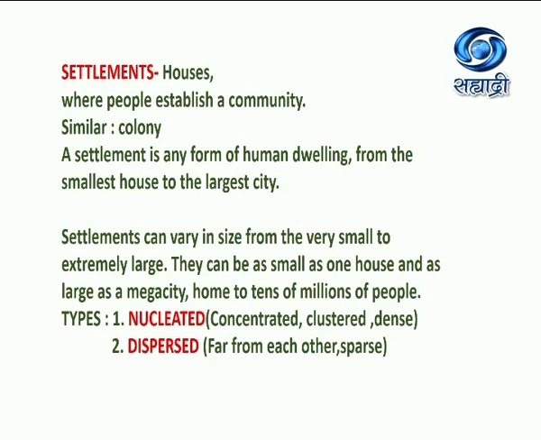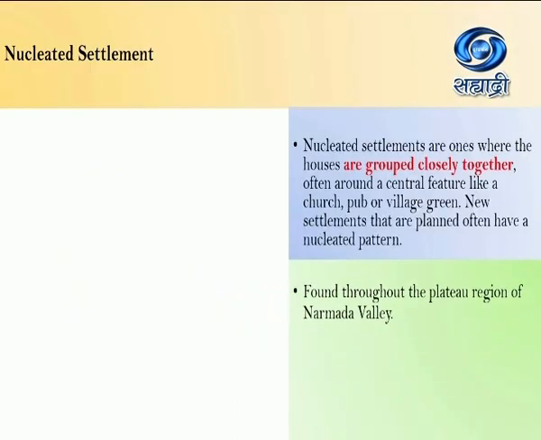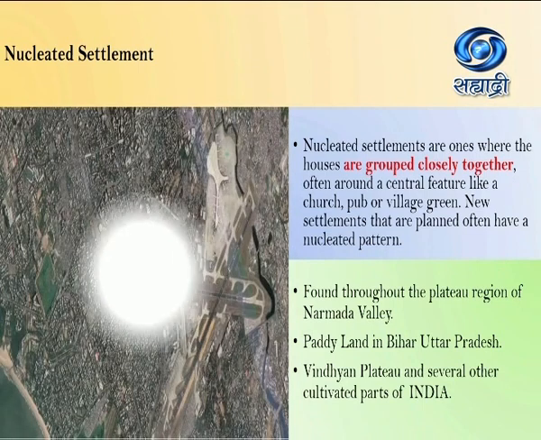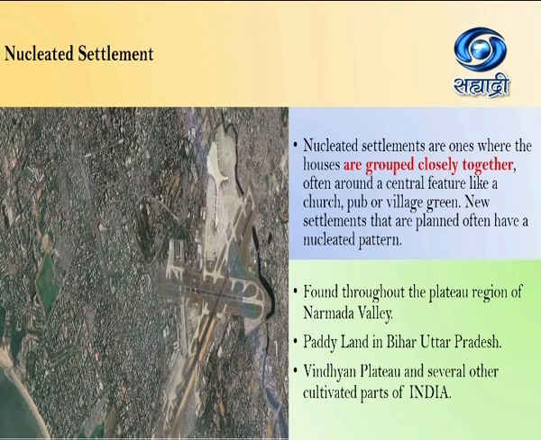And the second type is dispersed settlements. What are they? They are sparse, far from each other. In some of the villages, you find such dispersed settlements, isn't it? Quite far away from each other. Even in some of the areas which are mountainous in nature. Now the settlements that we see in India, and then we will move on to Brazil.